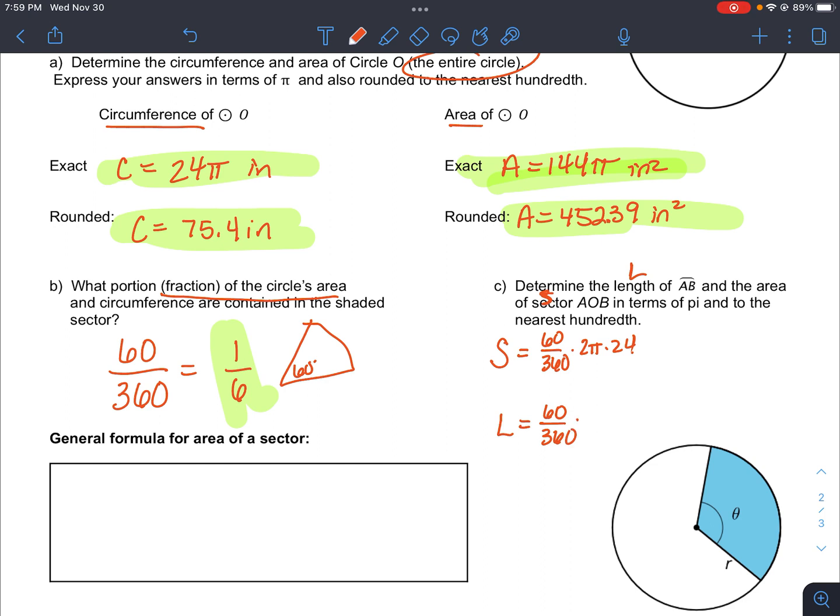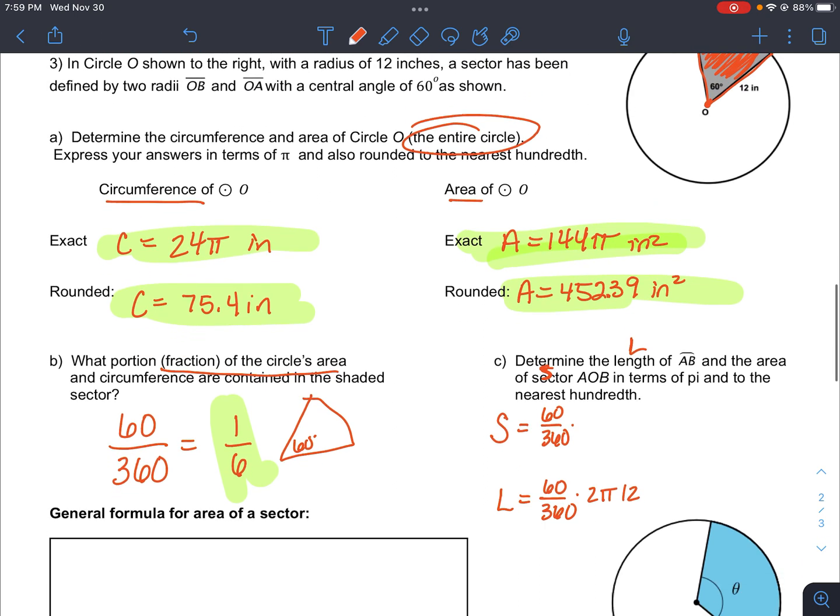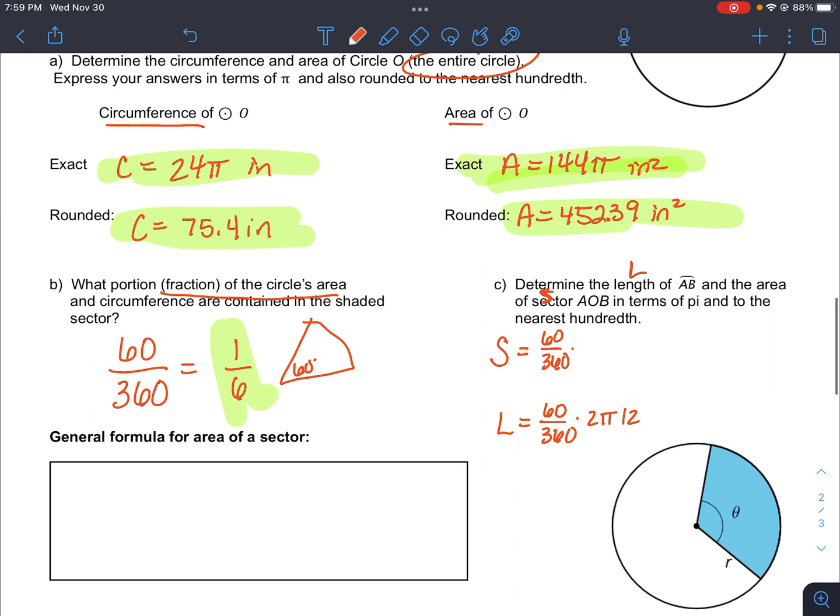Oh my goodness, back that up, come on. Sorry, back that train up. I was reversing it, I apologize. 2 pi times 12, there we go. And the sector is pi times 12 squared.